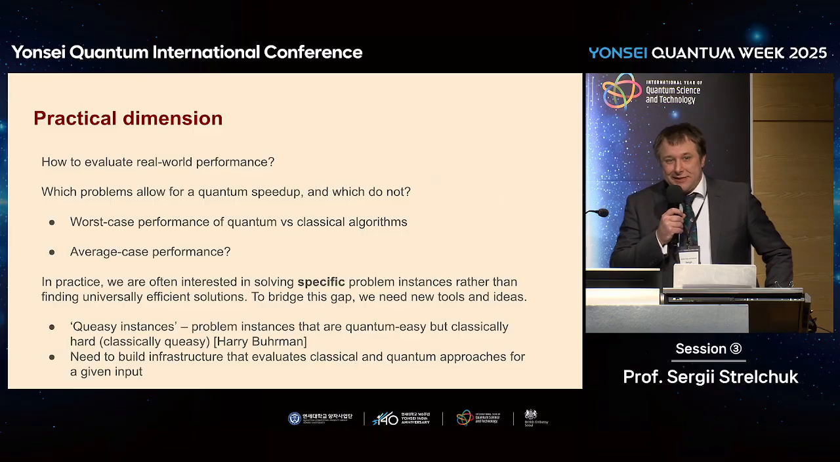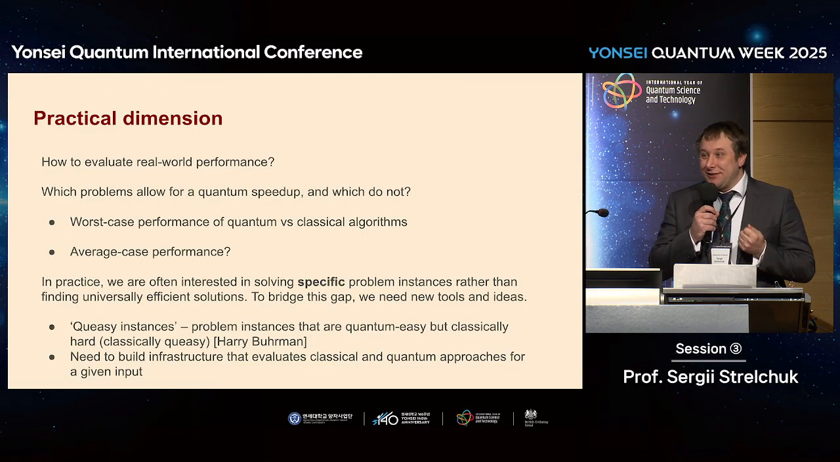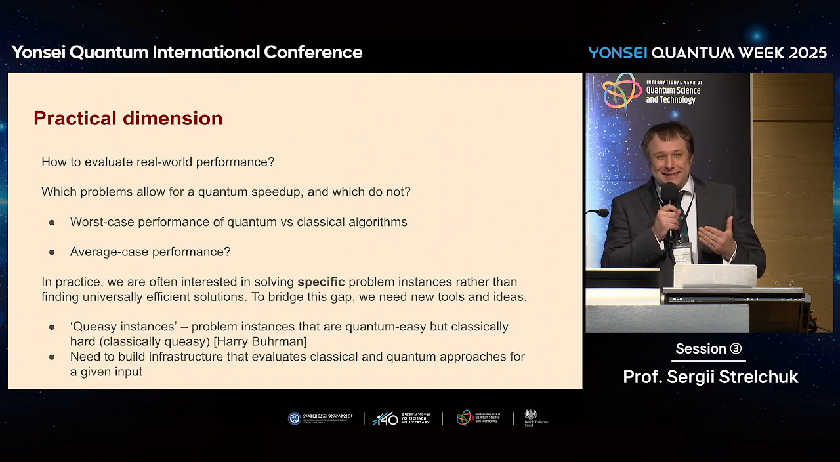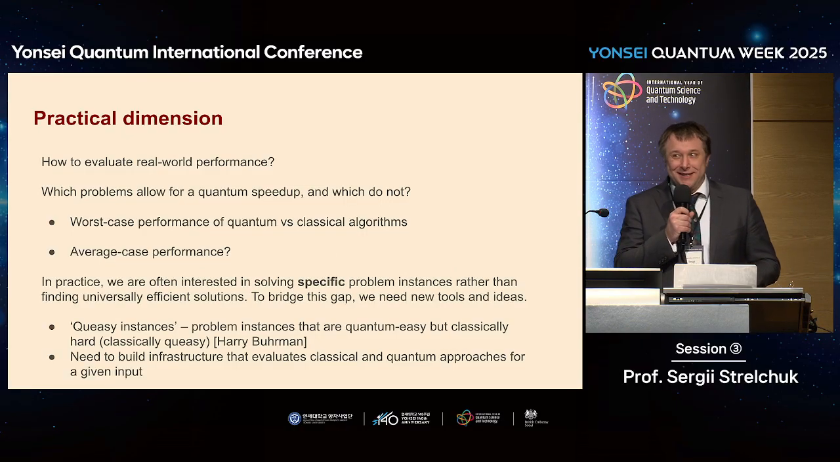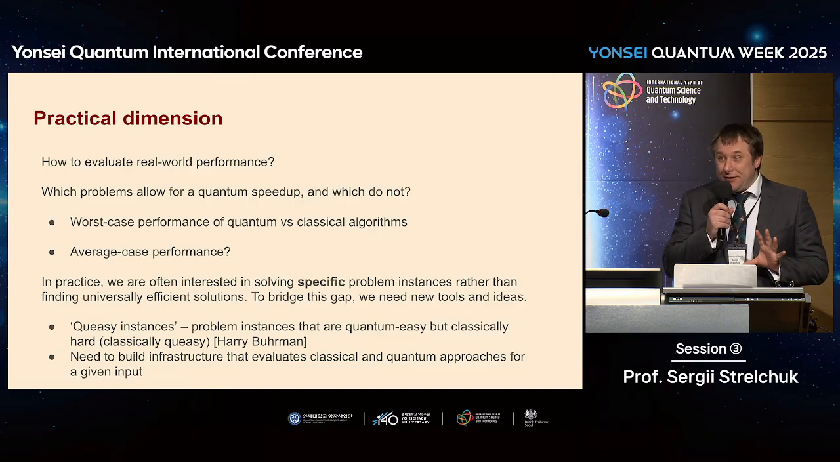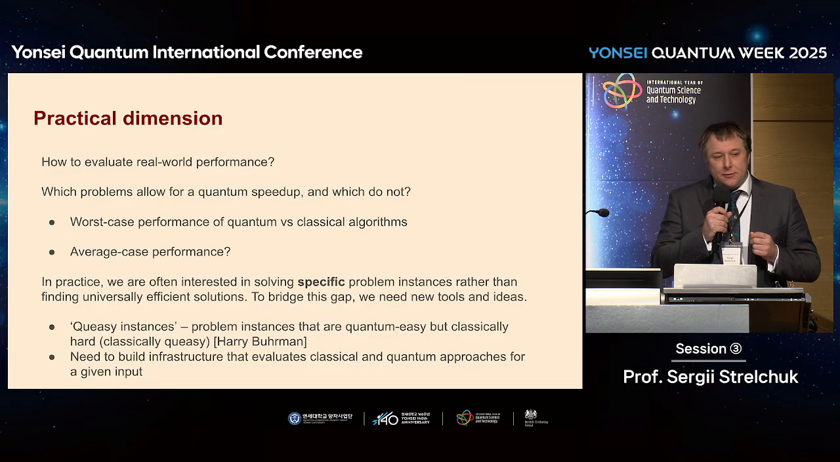Harry Buhrman recently introduced this concept of queasy instances, which is rather curious, because often we're interested in solving a specific problem instance rather than finding universally efficient solutions. This is very much an unexplored space. There was a first attempt to define what a queasy instance would be: an instance that's quantum easy, but queasy for classical algorithms, so very difficult or unpalatable for efficient classical algorithms. Definitions are literally being built as we speak.